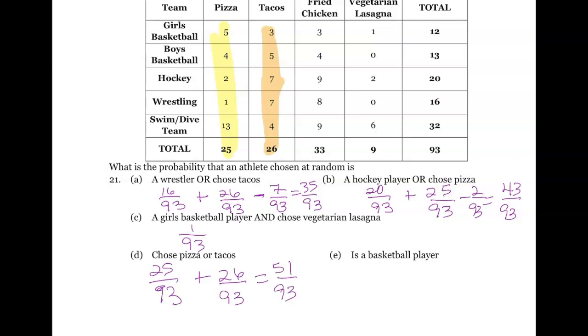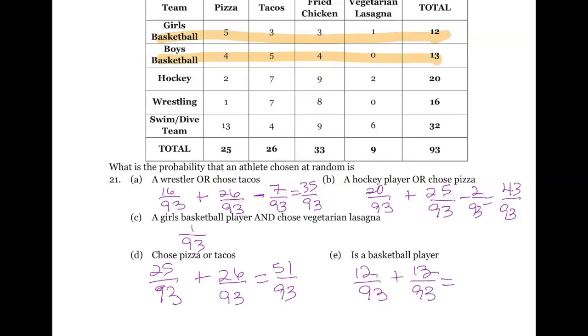Okay, if you chose someone at random, so let me erase this again, what's the probability that it is a basketball player? Well, let's see. We have girls basketball, we have boys basketball. So I'm thinking that we're going to add both of those together. So it's going to be 12 over 93 plus 13 over 93, which equals 25 over 93. And that concludes our review.